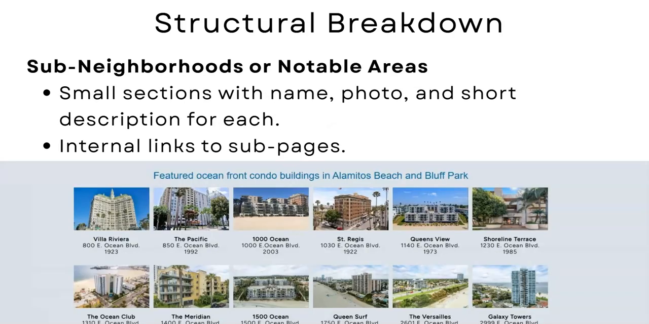You might want to break things down into smaller pockets or sub areas if that makes sense, each with their own little highlight and a photo. You can see here that I highlighted various beachfront buildings along Ocean Boulevard, including the name of the building, the address, and the year it was built. Along with that, I've included a link to available properties in those buildings.